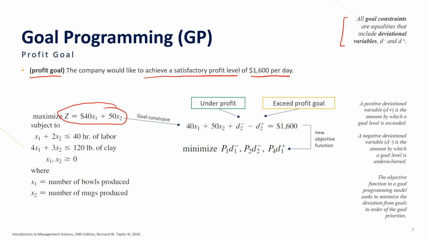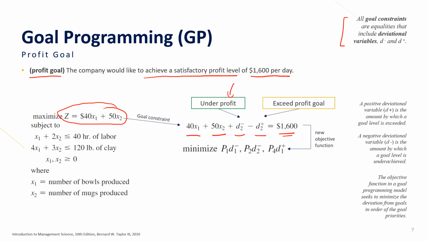Remember, a goal constraint will consist of equalities that include deviation variables. So for the profit goal, it is represented by 40 multiplied by the number of bowls produced, plus 50 multiplied by the number of mugs produced, and then this is the deviation from the goal. D2 minus is a new variable that represents how much it is under 1,600, and then D2 plus is how much this exceeds the profit goal.